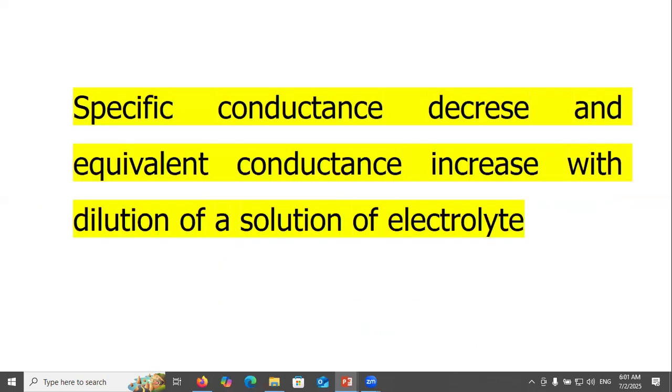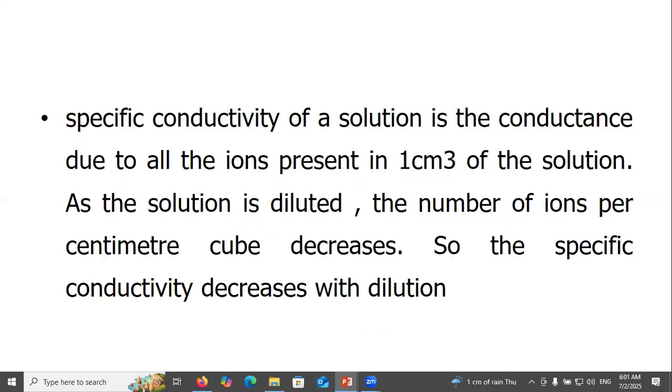Specific conductance decreases and equivalent conductance increases with dilution of a solution of electrolyte. Specific conductivity of a solution is the conductance due to all the ions present in 1 cm cube of the solution. As the solution is diluted, the number of ions per centimeter cube decreases, so the specific conductivity decreases with dilution.